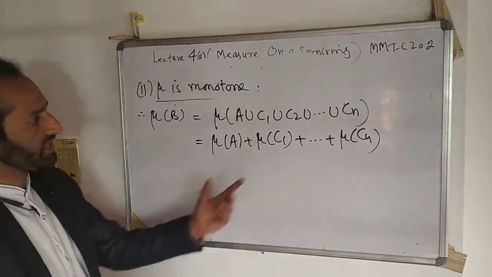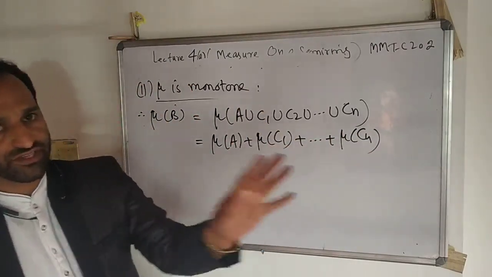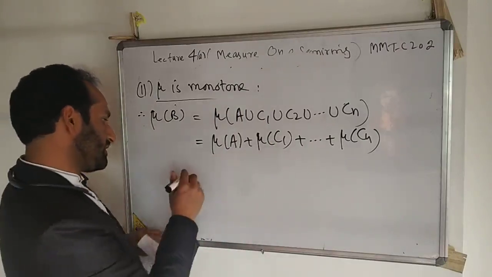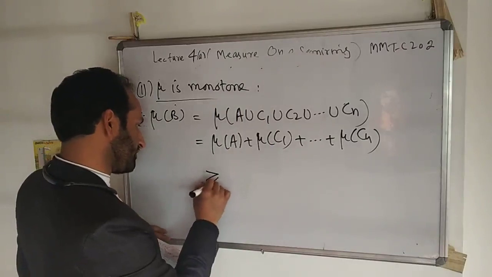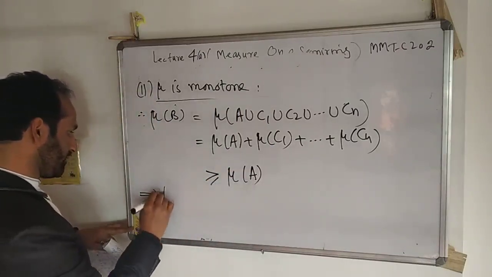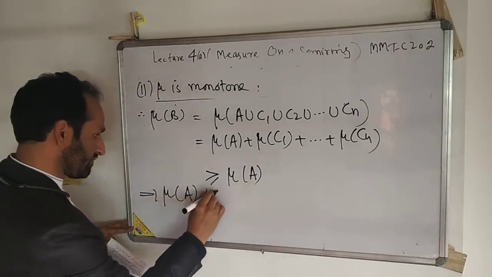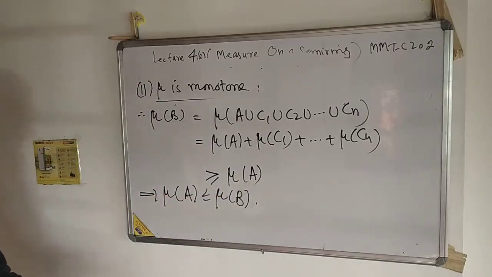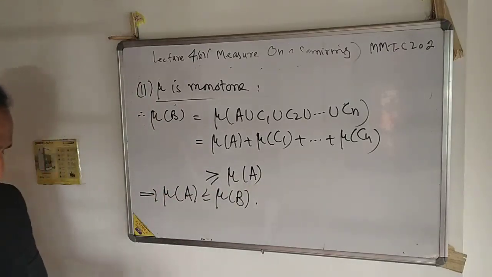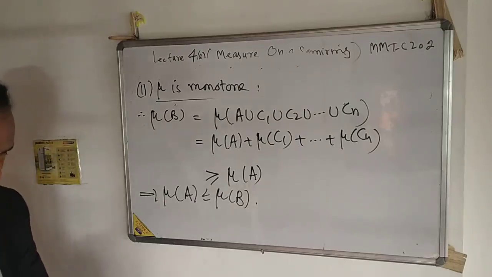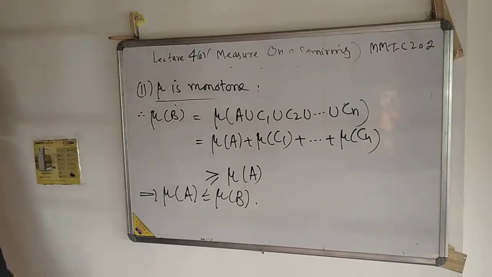Now mu of each set is greater or equal to 0. Mu is a function from S to [0, infinity]. So mu of each set is greater or equal to 0. Therefore this is greater or equal to mu of A. So that means mu of A is less or equal to mu of B. So that proves this mu is monotone. That's the first theorem on this measure. Next, we give some examples of measure space.